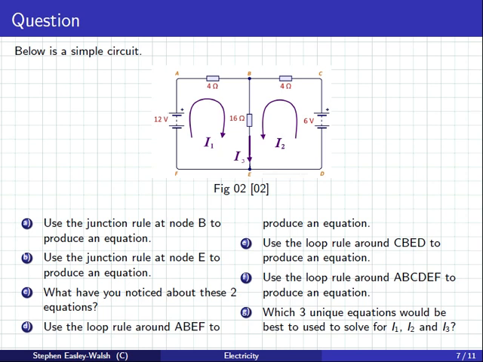Gina, can you use the junction rule at E, if you can see that? It's quite small. That's I3 going down, that's I1 going left, that's I2 going right.